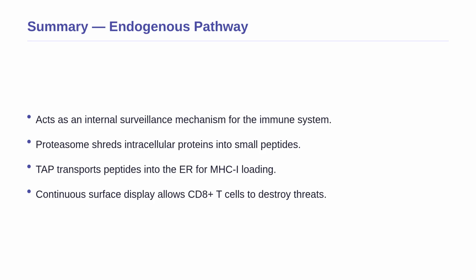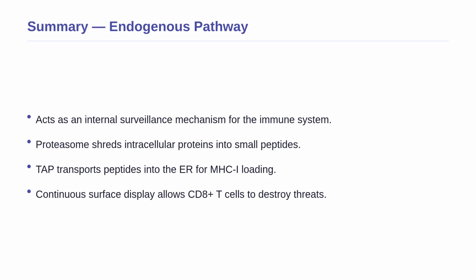We have reached the end of our lecture, so let us review the key takeaways. The endogenous antigen processing pathway is your immune system's critical internal surveillance mechanism. It relies on a precise sequence of events. The proteasome shreds dangerous intracellular proteins. The TAP transporter moves those fragments into the endoplasmic reticulum, and MHC1 molecules carry them to the cell surface for display.